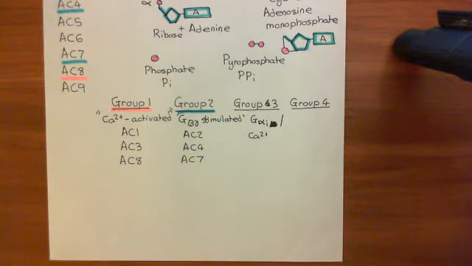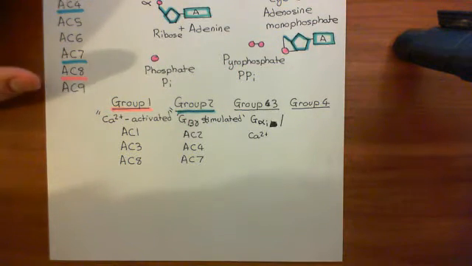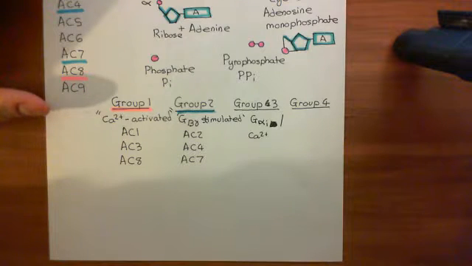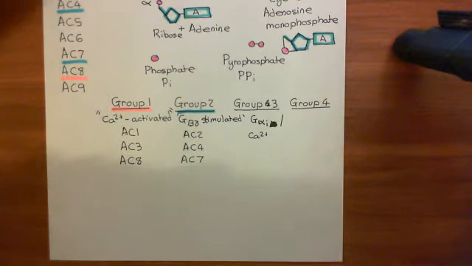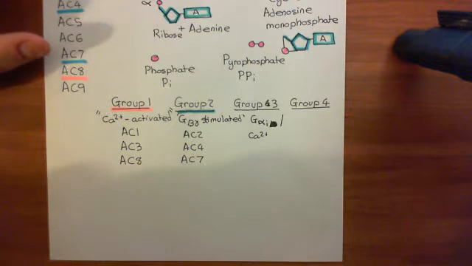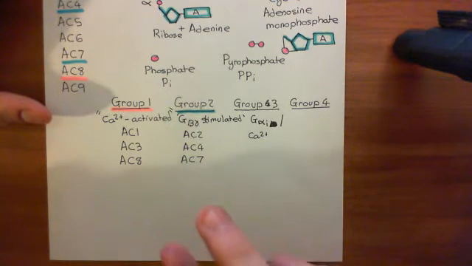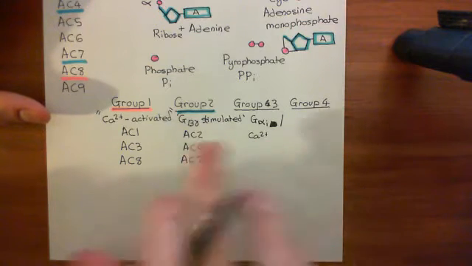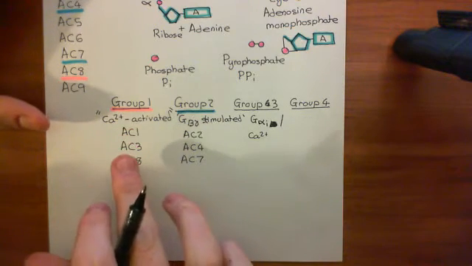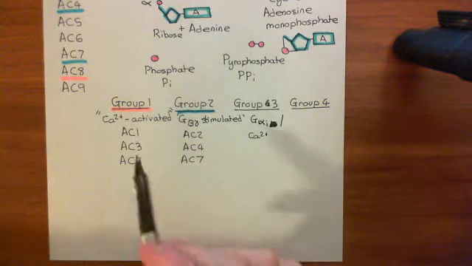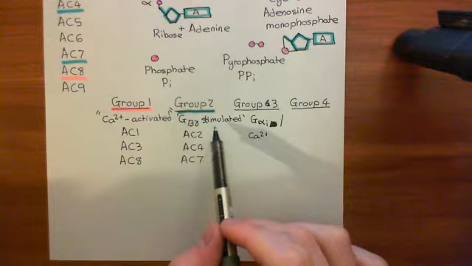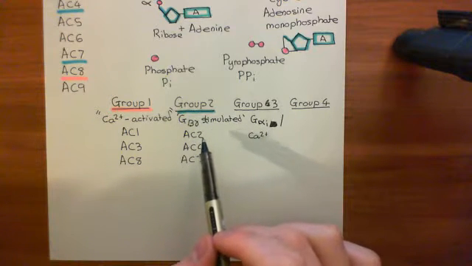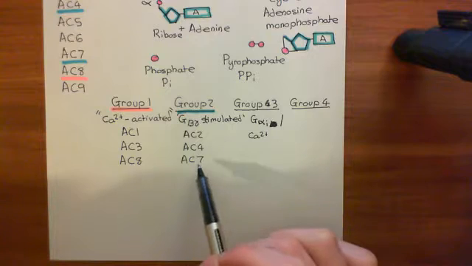Okay, so welcome back to this next video in which we are discussing heterotrimeric G proteins and their effects on adenylyl cyclases. We're just in the process of discussing the classification of adenylyl cyclases, and we've seen that adenylyl cyclase enzymes are going to be classified into these four groups. Group 1 is the calcium-activated adenylyl cyclases and contains adenylyl cyclase 1, 3, and 8. Group 2 is the G-beta-gamma stimulated adenylyl cyclases and contains adenylyl cyclase 2, 4, and 7.